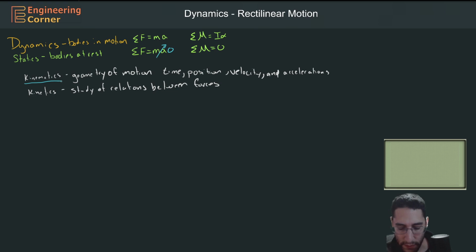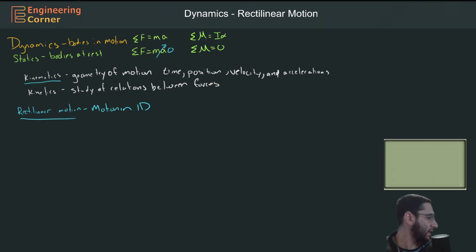And what we really want to do is start out with something called rectilinear motion. And what rectilinear motion is, it's motion in one dimension. And the book that I'm going to be following is Beer and Johnston, and they're up to the 12th edition now. But if you follow it, this is going to be chapter 11.1. And what I want to do right now is define a few things.